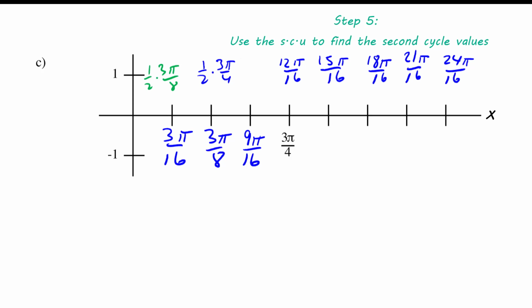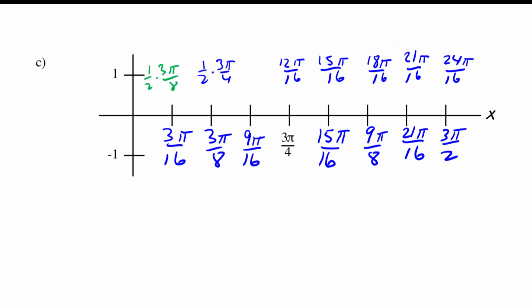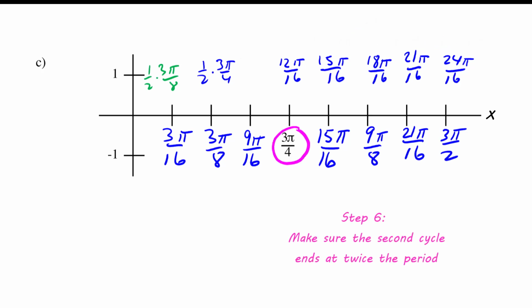Some of these will simplify. 18 pi over 16 simplifies to 9 pi over 8. And the last one simplifies to 3 pi over 2. Again, we double check to make sure we did a good job and make sure that the ending value, 3 pi over 2, is twice the period.